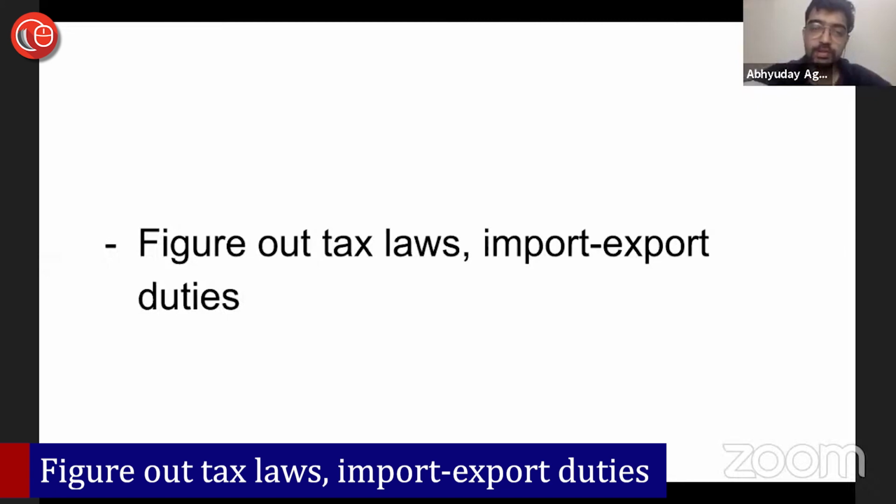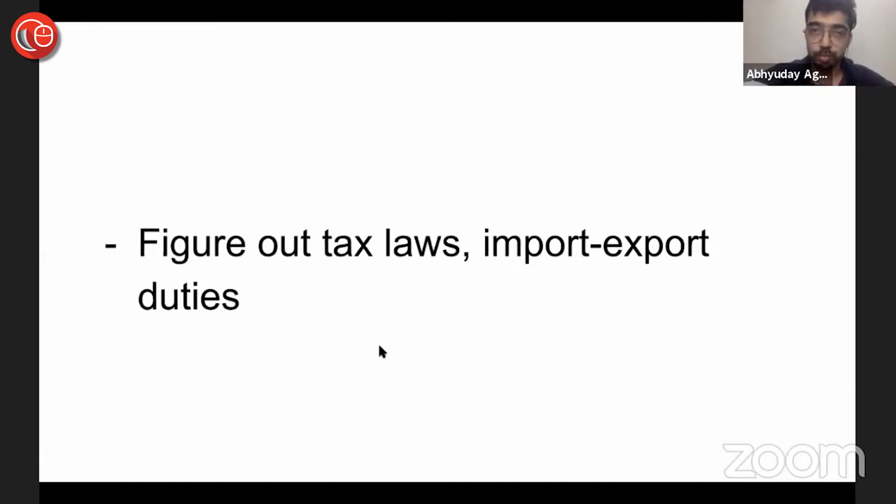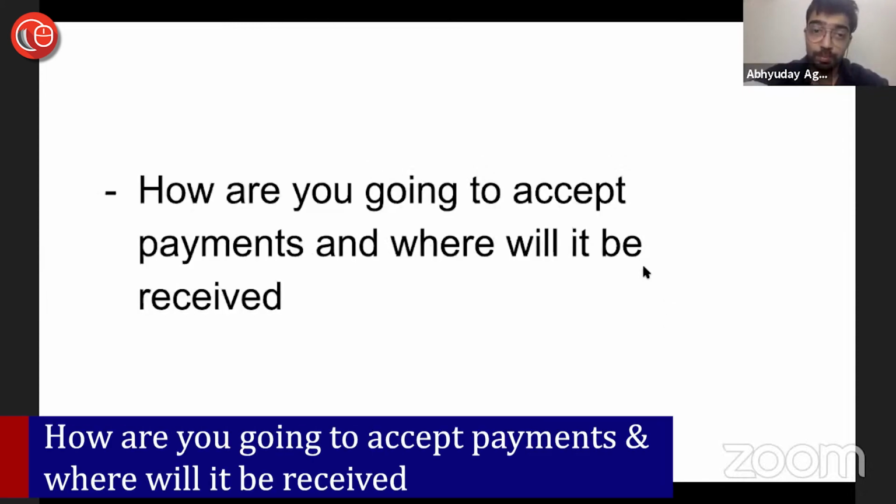You will need to figure out tax laws. You will need to figure out import-export duties. These trigger in at different points in time. If you are exporting goods and services, import-export duties become important. For tax laws, there could be a VAT angle or a GST angle, depending on what regime that country follows. There would be income tax, corporate tax, all of that. Tax for directors would be separate, and for the company it would be separate. So you need to figure that out and then decide what your costing will be.